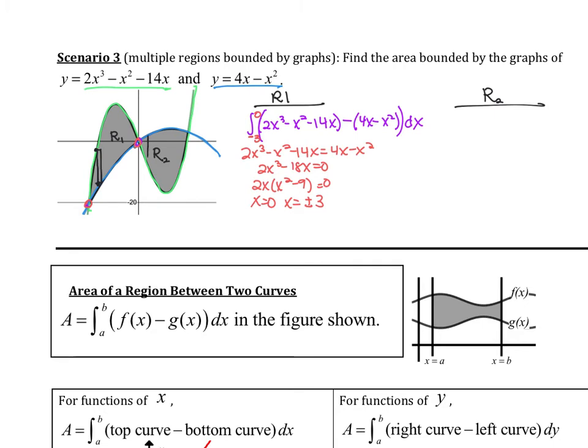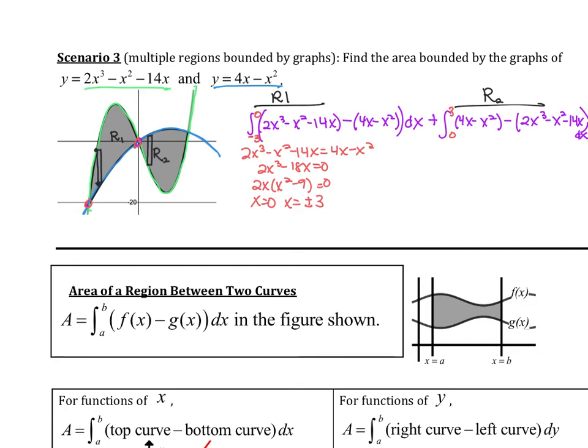Well, let's think about the height of that rectangle. If we look at the height of the rectangle, how would I calculate that? Well, I would need to take my blue curve, 4x minus x squared, and subtract from it the height of my green curve, which would be 2x cubed minus x squared minus 14x. We're going to pretend I can fit a dx in there. And my bounds of integration here would be from 0 to 3. So if I add these two regions together, I should get the total area under the curve.